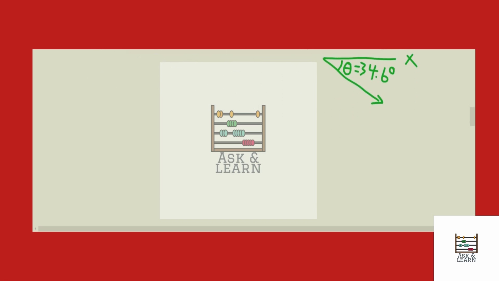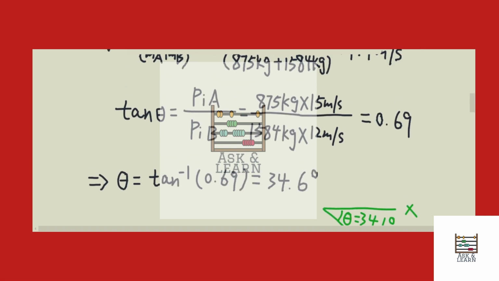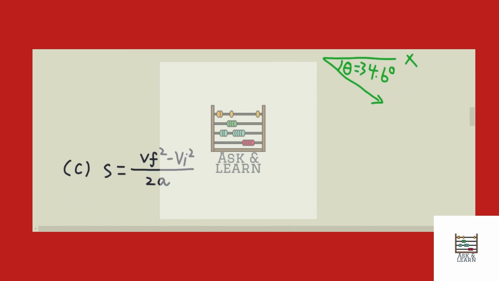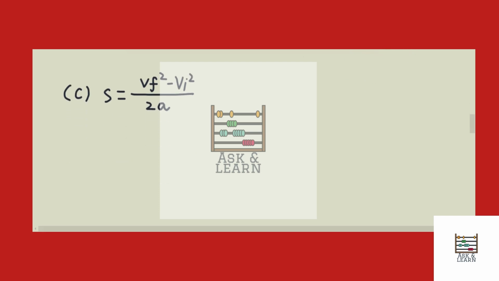And for question C, in order to determine the distance, let's say s, we know the distance is equal to the final speed squared minus the initial speed squared over 2 times the acceleration. The final speed in this case is 0 because the rack will eventually stop due to friction, and the initial speed is the speed we just figured out, which is 9.4 meters per second. So we need to determine the acceleration of the rack first.